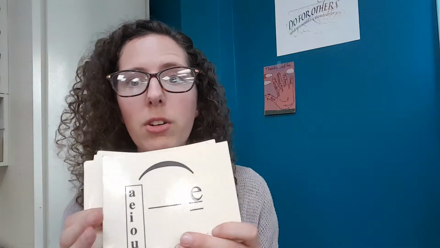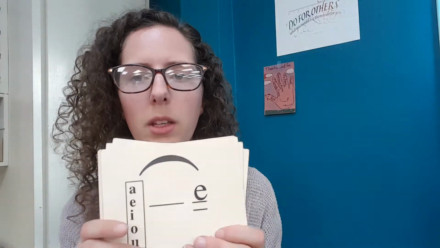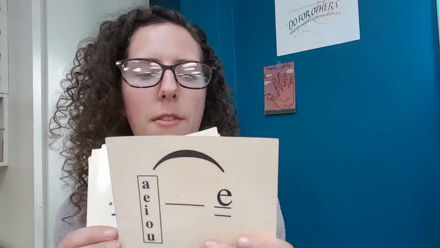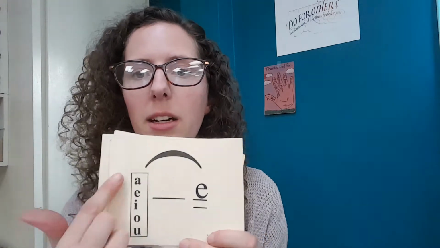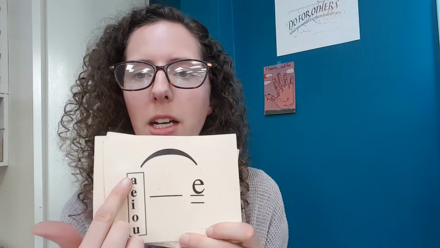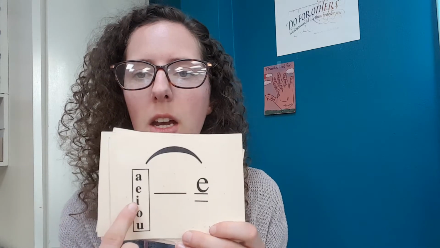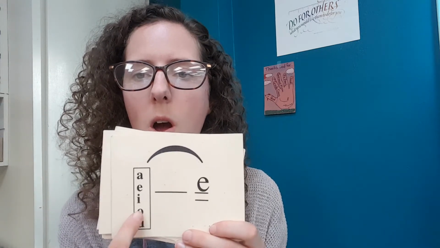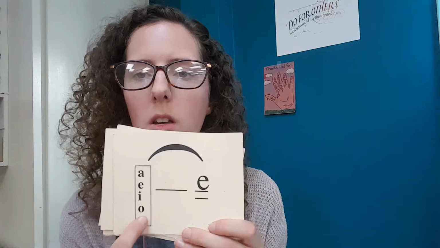Now we're ready for our silent final E rules. A vowel sound changes because of the E. A changes to an A. E, I, O, U.